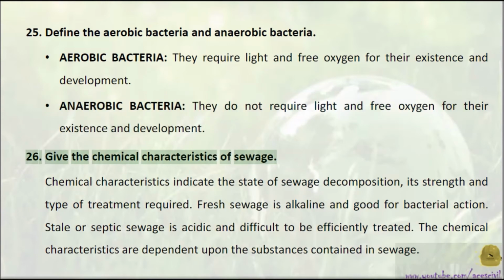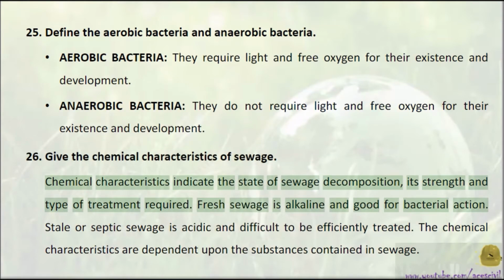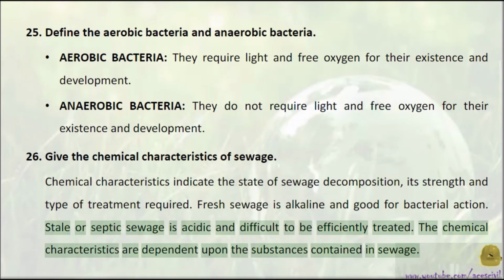Give the chemical characteristics of sewage. Chemical characteristics indicate the state of sewage decomposition, its strength, and type of treatment required. Fresh sewage is alkaline and good for bacterial action. Stale or septic sewage is acidic and difficult to be efficiently treated. The chemical characteristics are dependent upon the substances contained in sewage.